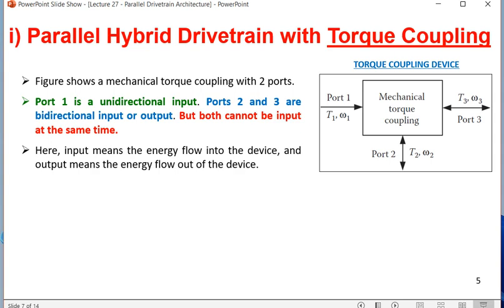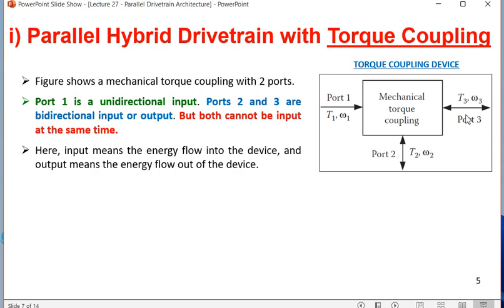The figure shows a mechanical torque coupling with three ports. Port 1 is the unidirectional input from the engine, the IC engine. Ports 2 and 3 are bidirectional, because port 2 is the battery source and port 3 is the output transmission. During forward transmission in port 3, the arrow should be rightward. In regenerative braking in port 3, the arrow should be leftward. Port 3 is the output port which is connected to the transmission and wheel system.